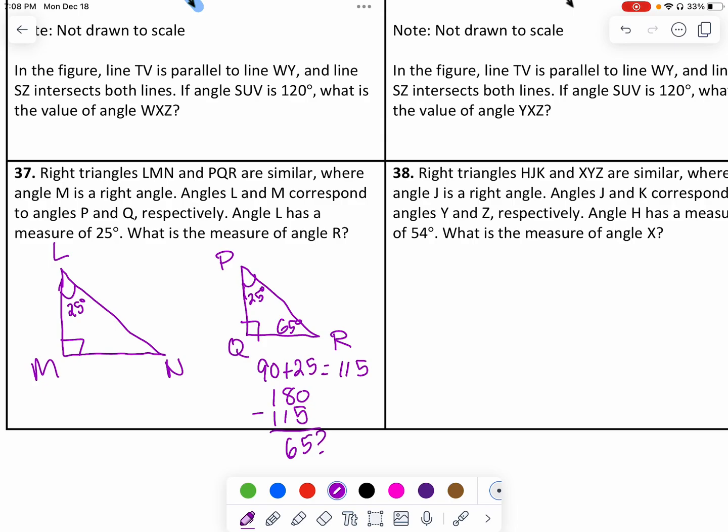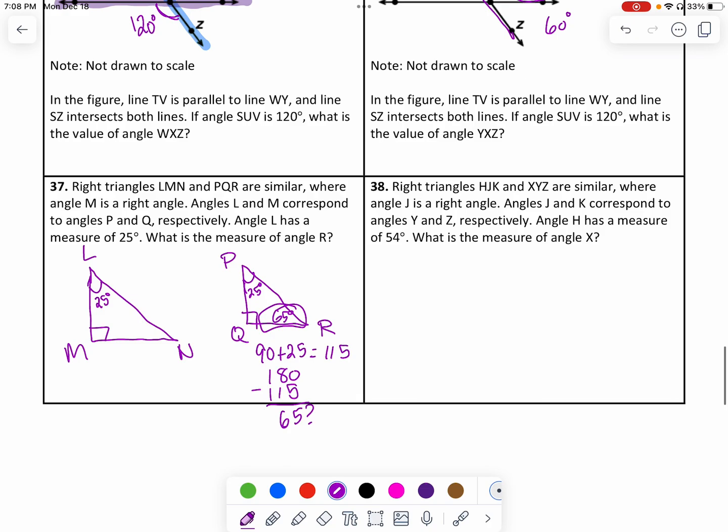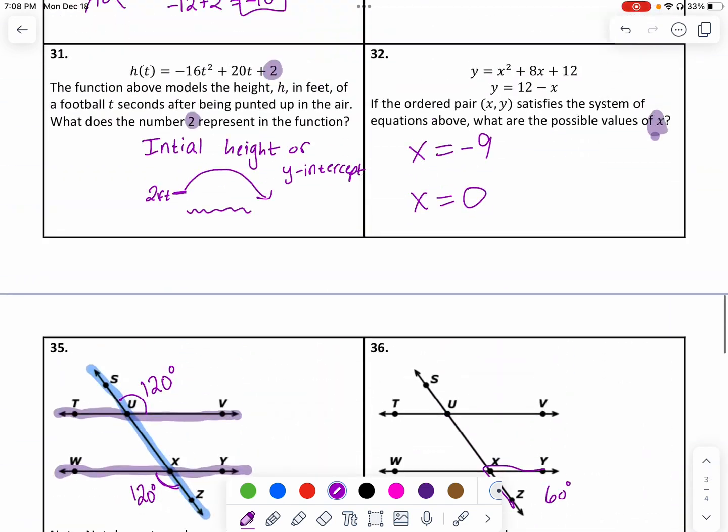If it's not, correct me in the comment section or whatever. I'm doing math very late at night, and this is not a good thing. But that is 65 degrees, hopefully. So that is that. With these types of problems, just draw a picture. It's helpful. That's it, and I think that's all of our review.